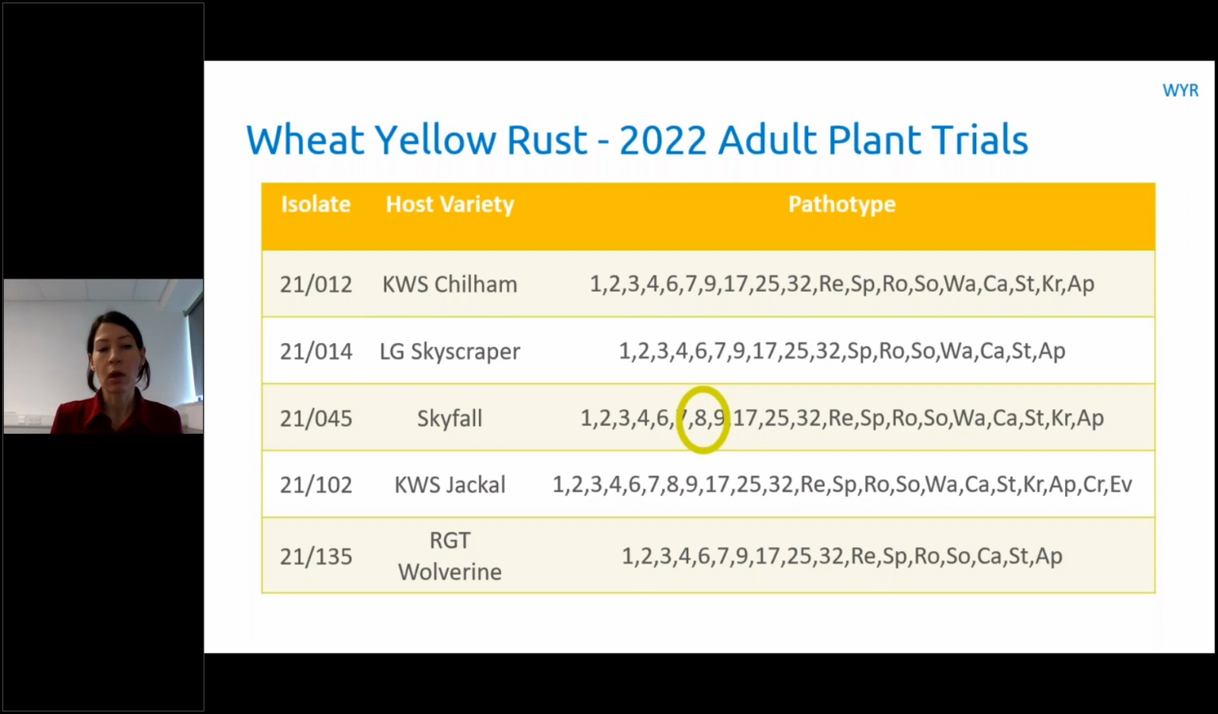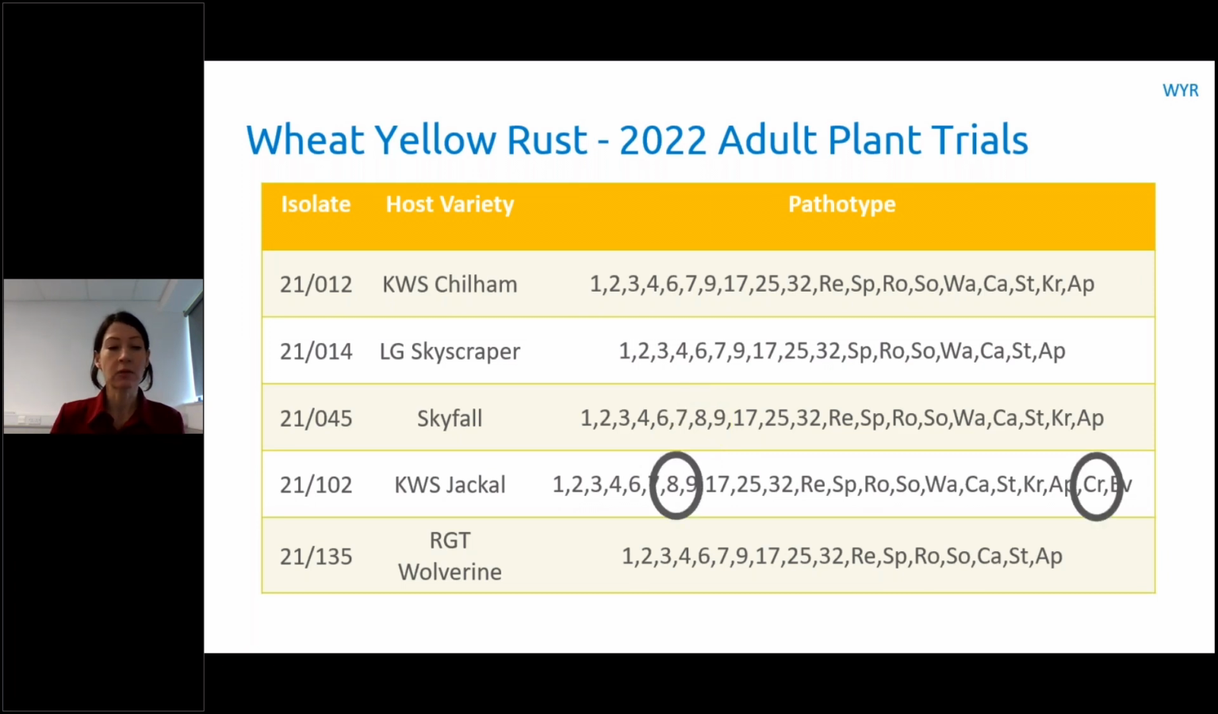We selected 21045 from Skyfall. That one was interesting because it had virulence for YR8, and we don't see that one very often. And in its differential test, it infected both our YR8 differentials, so Avocet YR8 and Compare. So we took a look at that one.